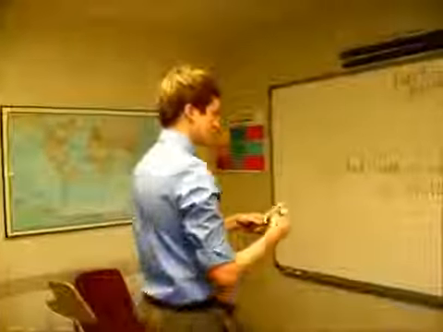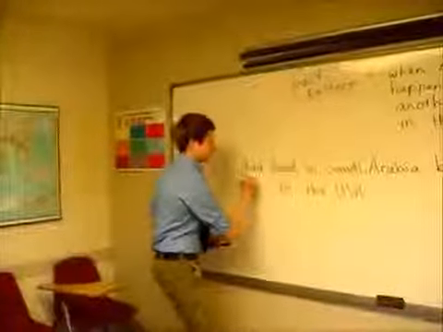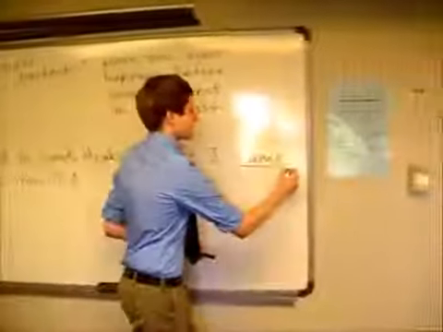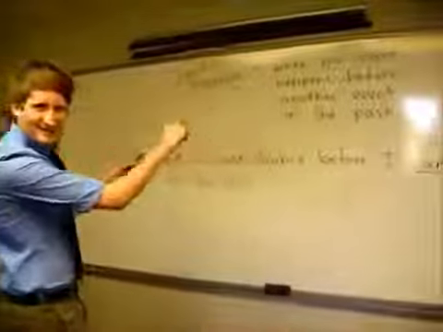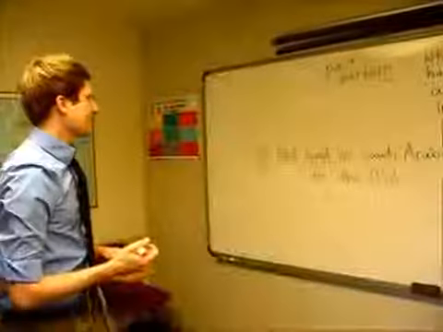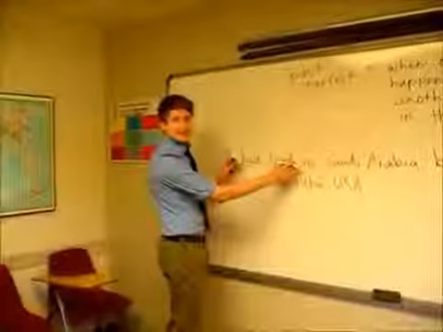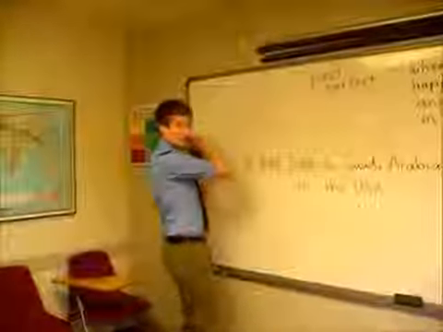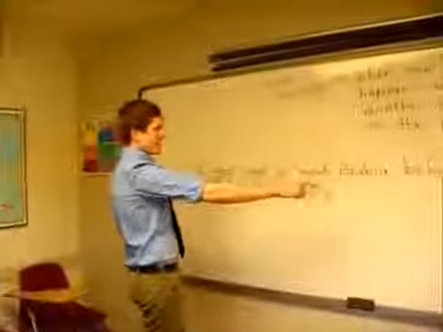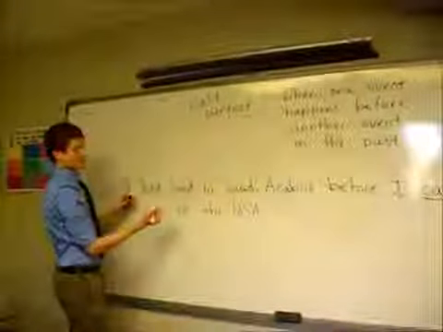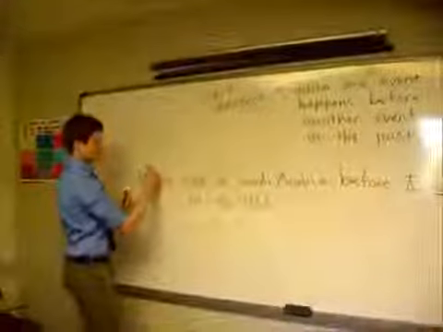So in this sentence, there are actually two events, two actions, two things. Here's one: had lived. Here's another: came. They're both in the past, two things in the past. But this one is first. Had lived is first. This happens before the other one. Because it happens first, you can use the past perfect. And that's what this is, the past perfect.